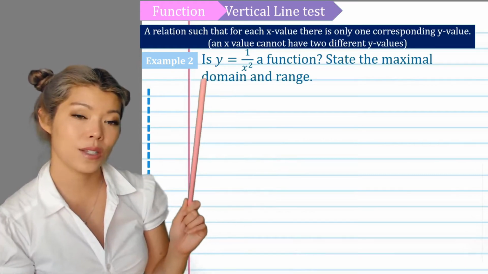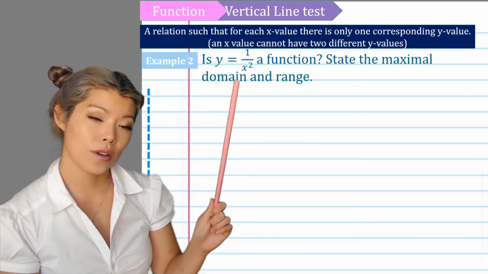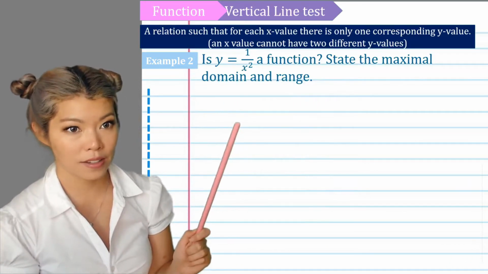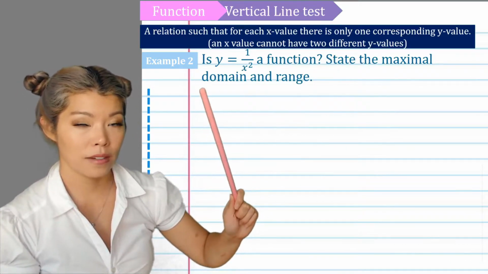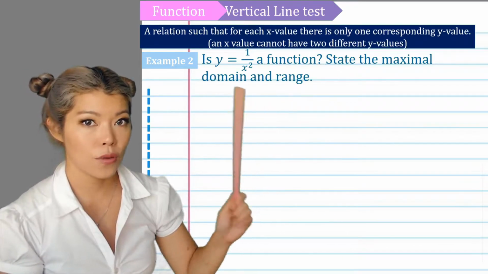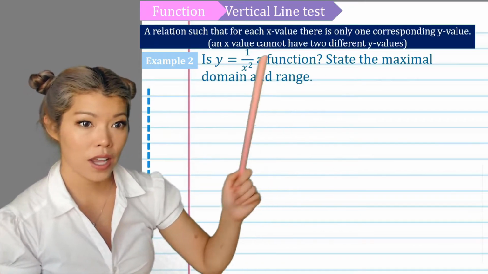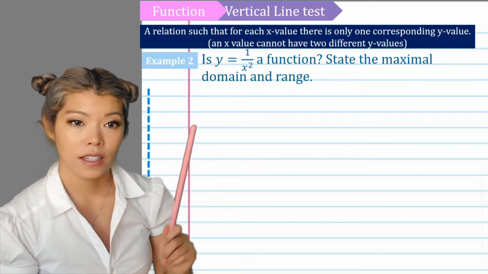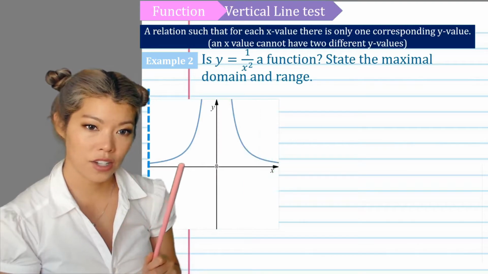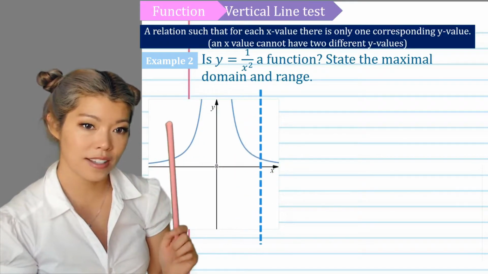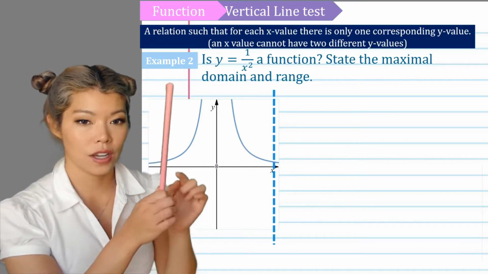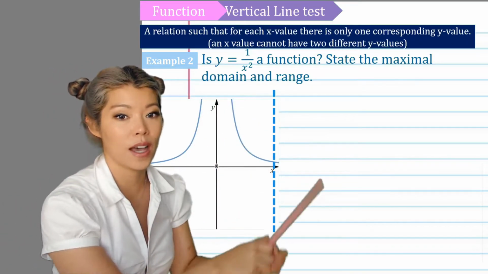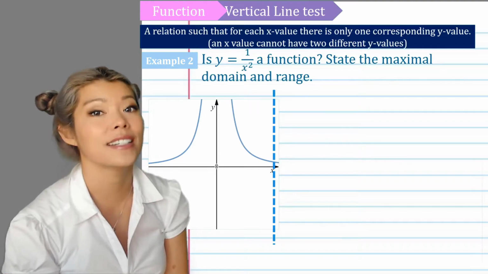So here we have, is y equals 1 over x squared a function, and state the maximum domain and range. If you've forgotten maximum domain, which is implied domain, and range, watch the previous video. You've got to know these things before we do what we do today, otherwise it's too much content. So anyway, let's use our vertical test. Let's sketch that first. So this is our beautiful truncus, and we can see that it's touching 1, 1, 1, none, 1, 1, 1 time. It never touches it twice, so it is a function.